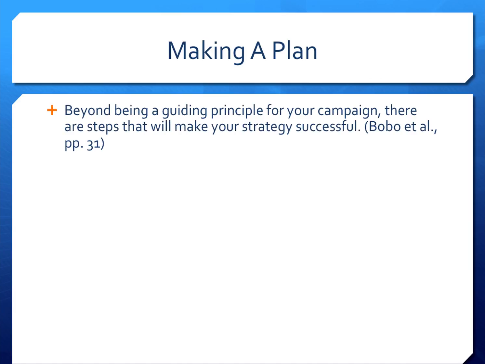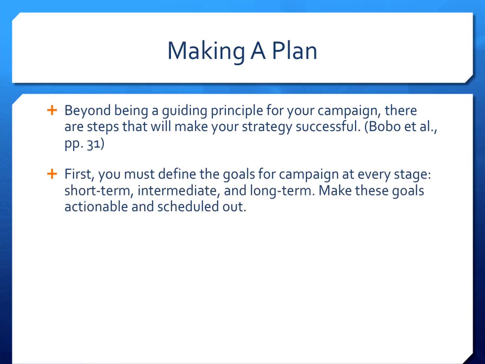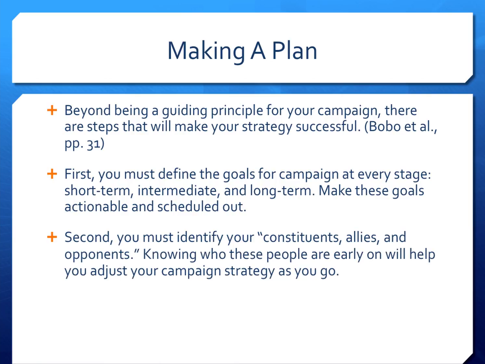Making a plan. Beyond being a guiding principle for your campaign, there are steps that will make your campaign strategy successful. First, you must define the goals for your campaign at every stage: short-term, intermediate, and long-term. Make these goals actionable and scheduled out. Second, you must identify your, quote, constituents, allies, and opponents, end quote. Knowing who these people are early on in the process will help you adjust your campaign strategy as you go.